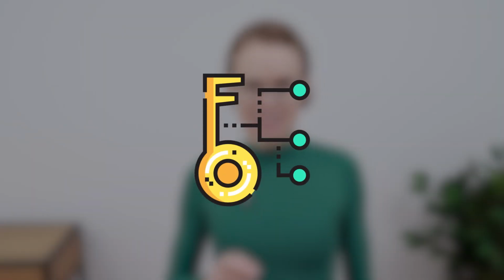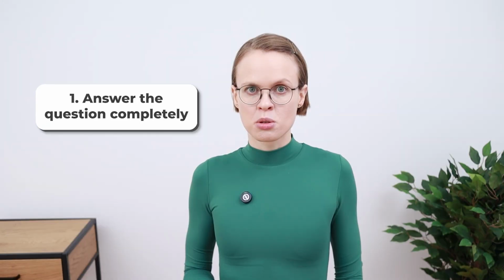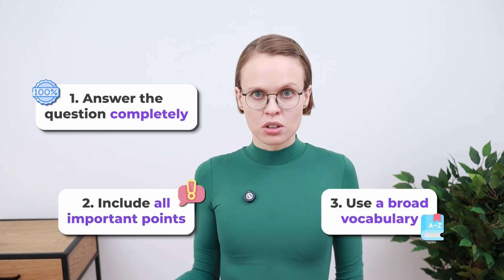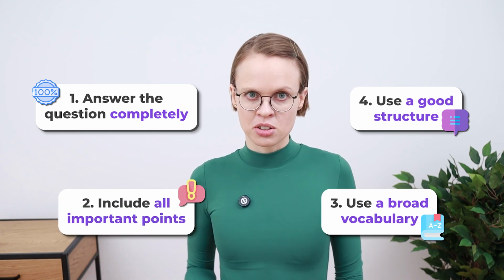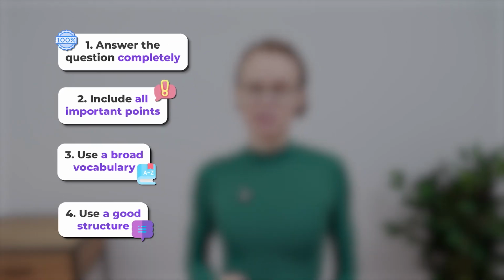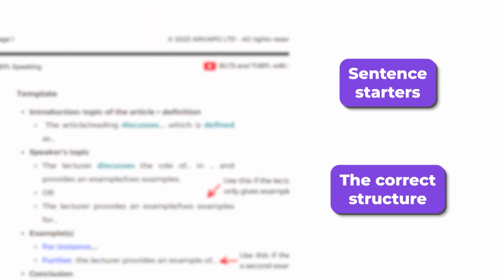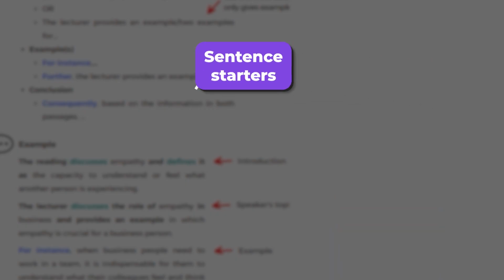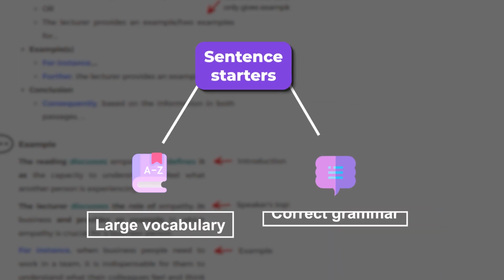The key to getting a high score is to answer the question completely, include all important points, use a broad vocabulary and a good structure. You can achieve all that by using a template. If you don't know what a template is, let me explain. Templates give you sentence starters and the correct structure for your TOEFL speaking test. The sentence starters include a large vocabulary and correct grammar, which improves your score.